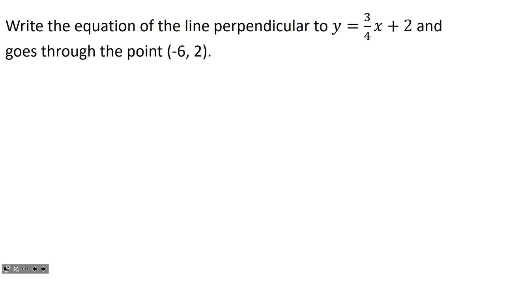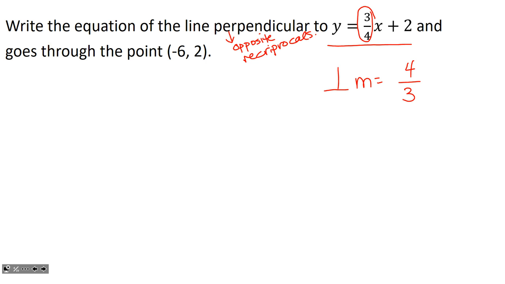All right, next one. Write the equation of the line perpendicular to this line here and going through the point -6, 2. So the slope of this line is 3 over 4. So remember, we said a minute ago, perpendicular lines, their slopes are opposite reciprocals. So I need to take the fraction and flip it. Remember, this is my symbol for perpendicular slopes. So the 4 comes to the top, the 3 goes to the bottom, and I need to change the sign. So the slope in the equation was positive. My new slope has to be negative.